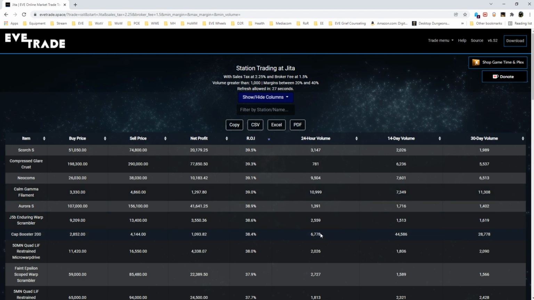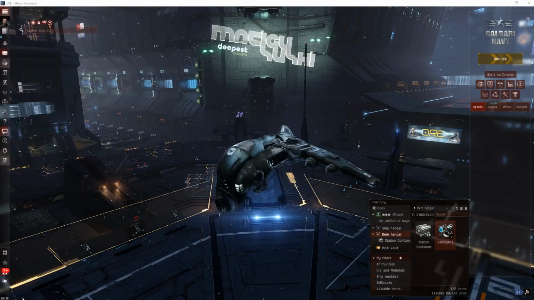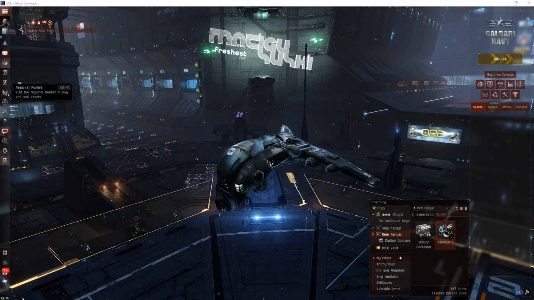Here you can see in the last 2 weeks to 30 days, Cap Booster 200s have moved a lot more slowly in the last 24 hours. There could be a reason for that, but they're still moving at a great velocity. In fact, let's use that as our example here. 38% return on investment. You can buy them in for 28.52 and sell them for 41.44. Let's see if we can go to the market here and take a look at this one.